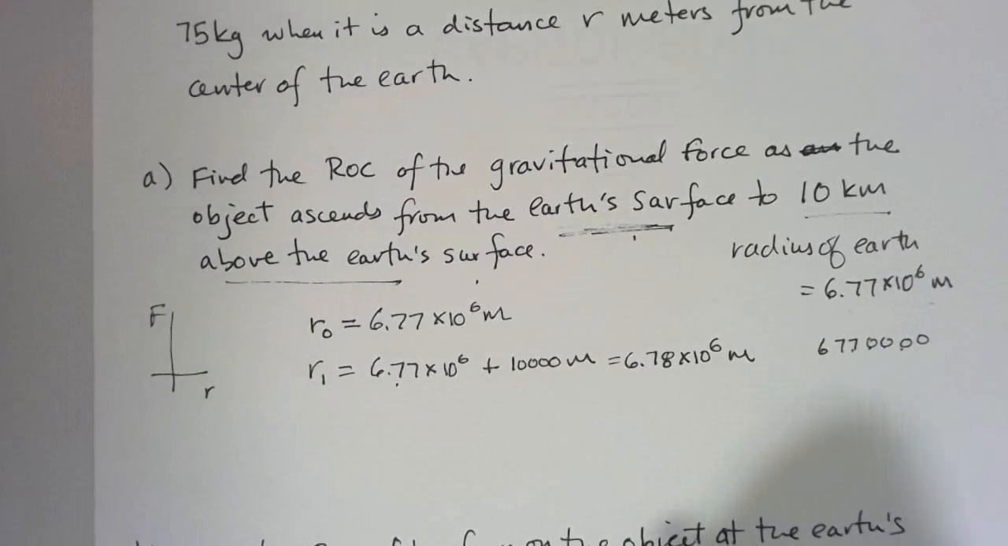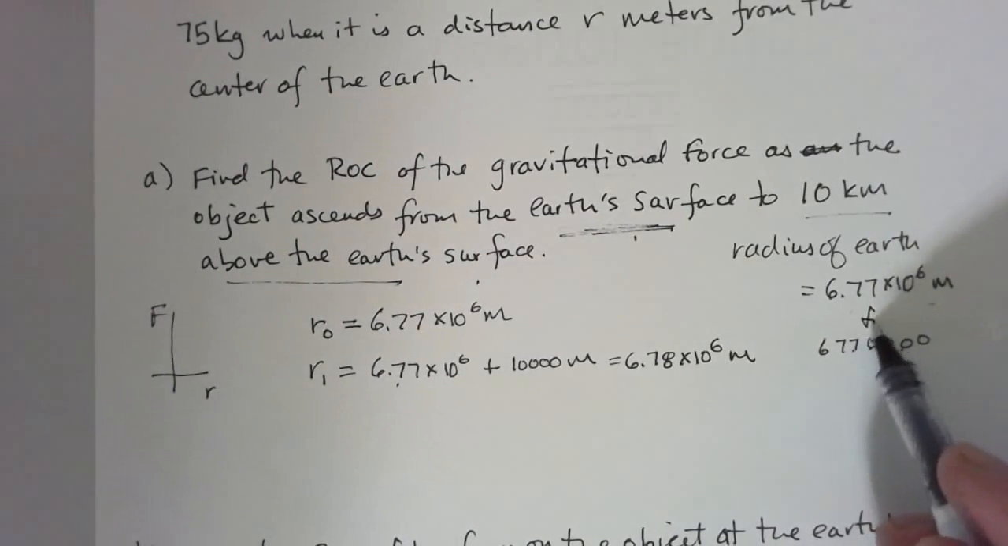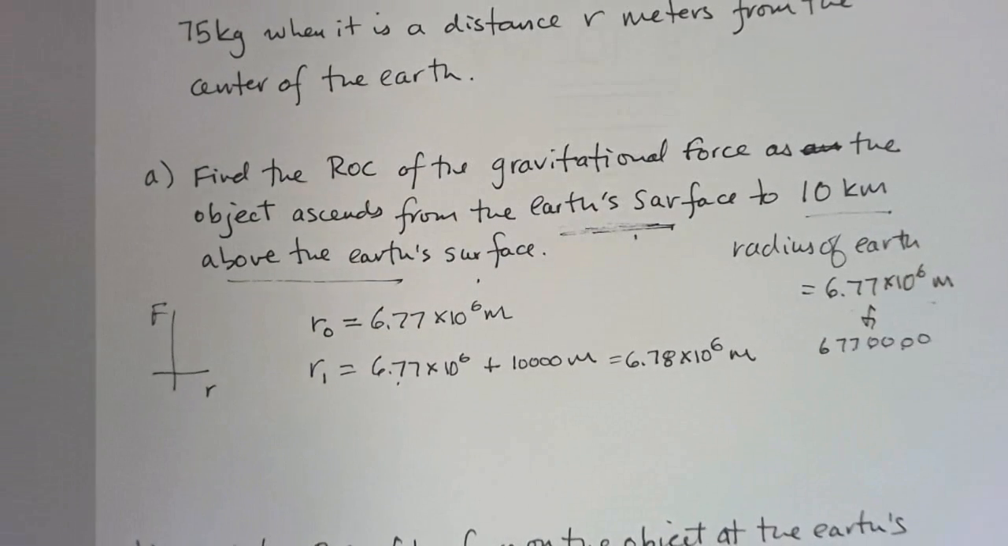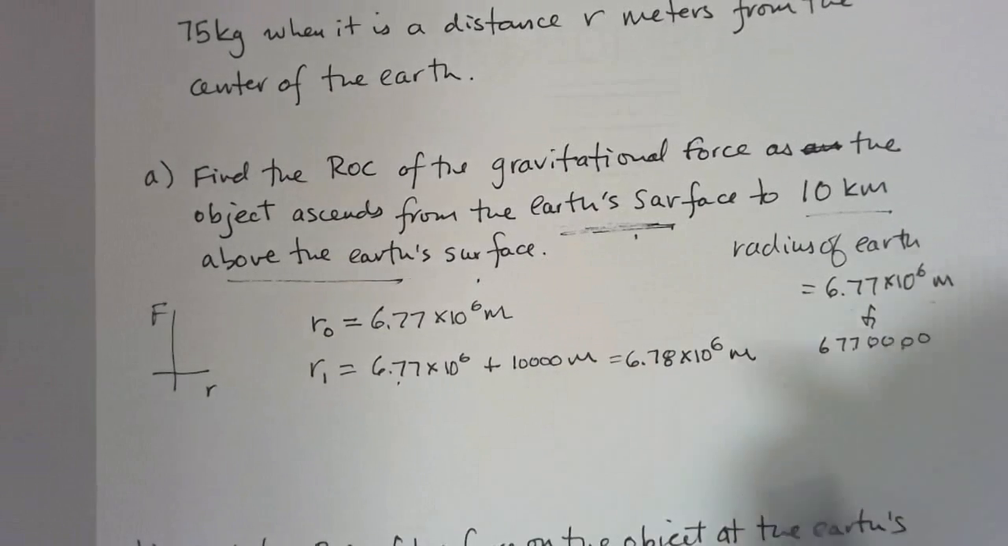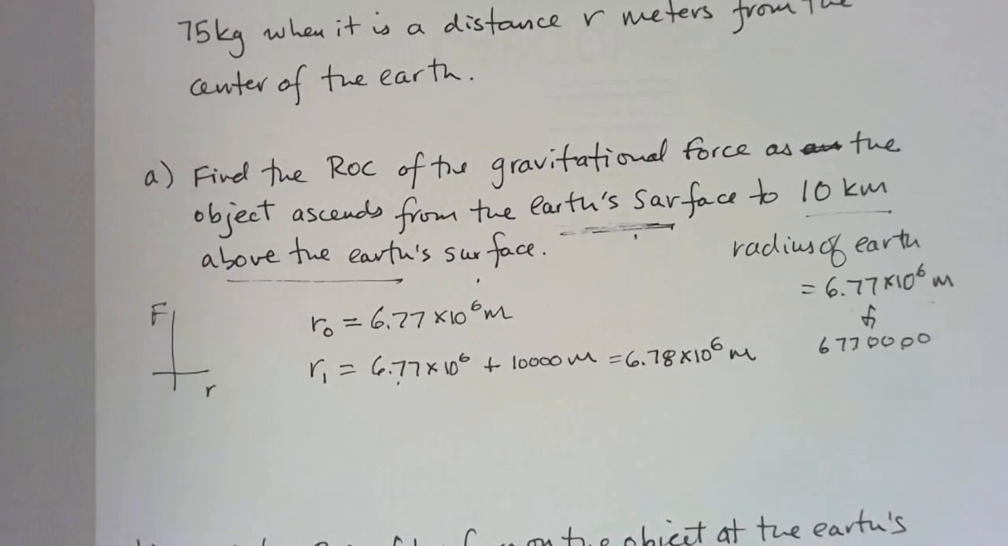Yep, I was right. Okay. This is that. I had to remember my scientific notation. So this is 6.77 times 10 to the 6th. Then I'm adding 10,000 meters. There we go, that's right.